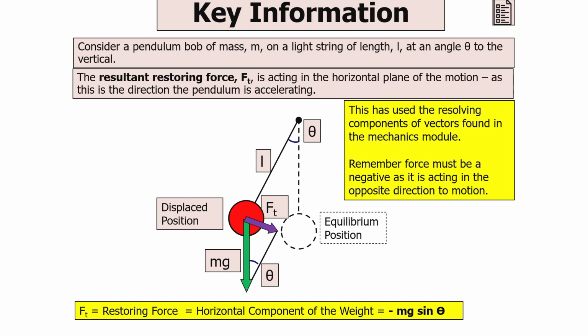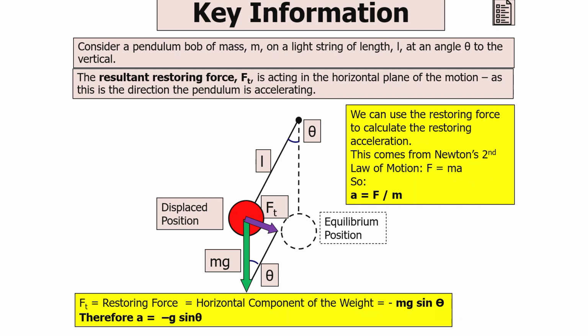Now this has been found using the resolving components of vectors found in the mechanics module we looked at previously. Now remember, the force must be negative as it's acting in the opposite direction to the motion. We can then also use this to calculate the restoring acceleration, which comes from Newton's second law of motion, where F equals ma, so a is equal to F over m.